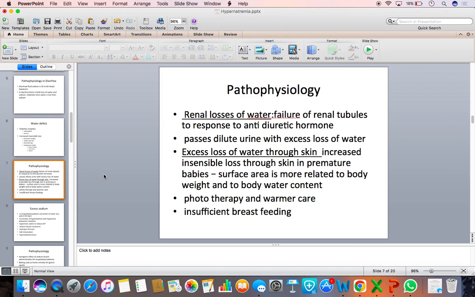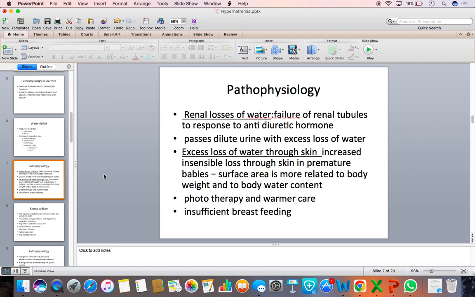In all these conditions, for example, in diabetes insipidus, there is no response to antidiuretic hormone. That means the renal tubules do not respond to antidiuretic hormone. So there is excessive loss of water through urine. That results in water deficit with retention of solutes.